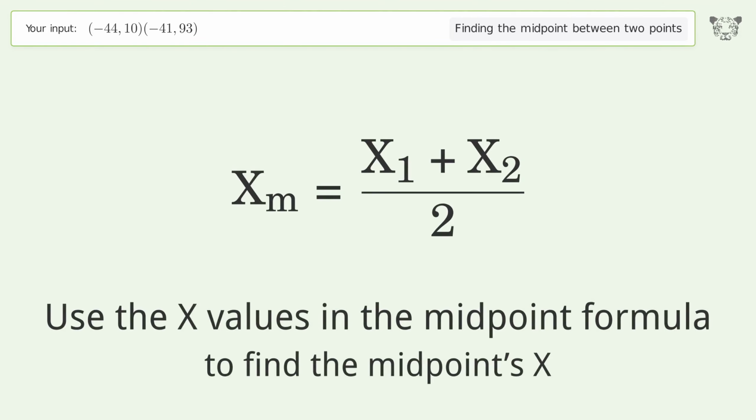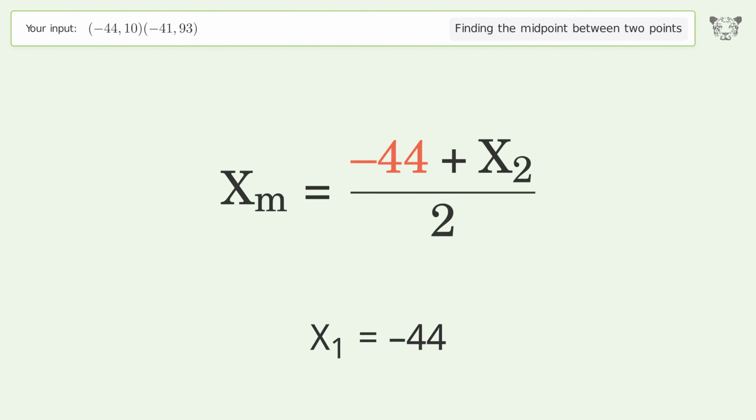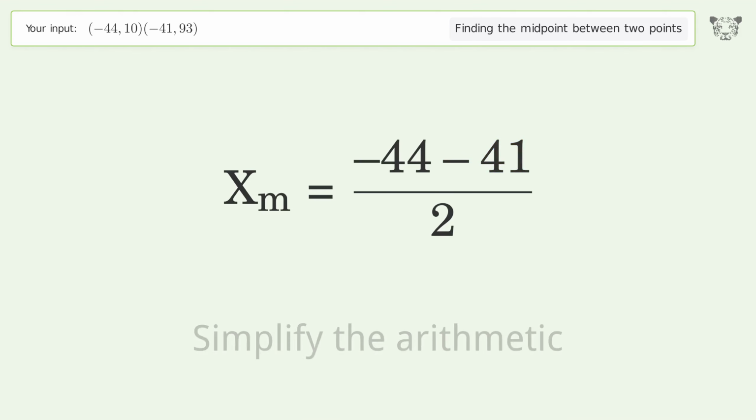Use the x values in the midpoint formula to find the midpoints x. x1 equals negative 44. x2 equals negative 41. Simplify the arithmetic.